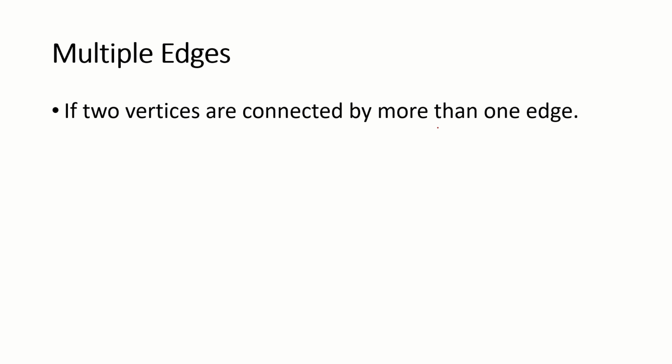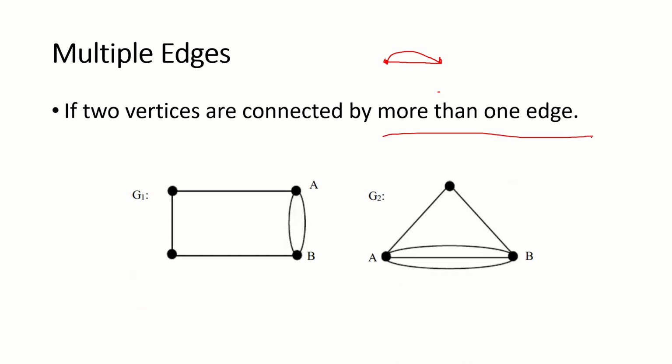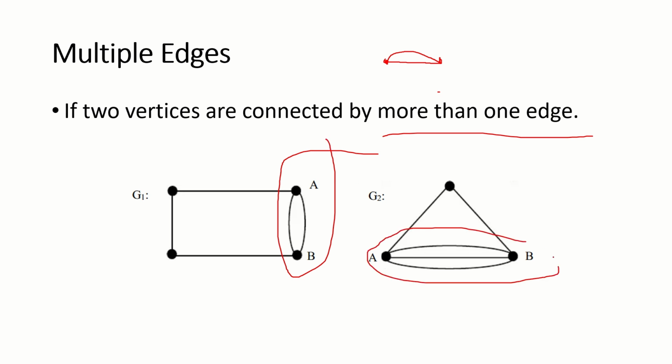Multiple edges: if two vertices are connected by more than one edge. So if we have two vertices connected by an edge, and we add another edge connecting these two vertices, then we now call this multiple edges. So more than one, take note, more than one edge. The multiple edges here is here, and this one is on this part.